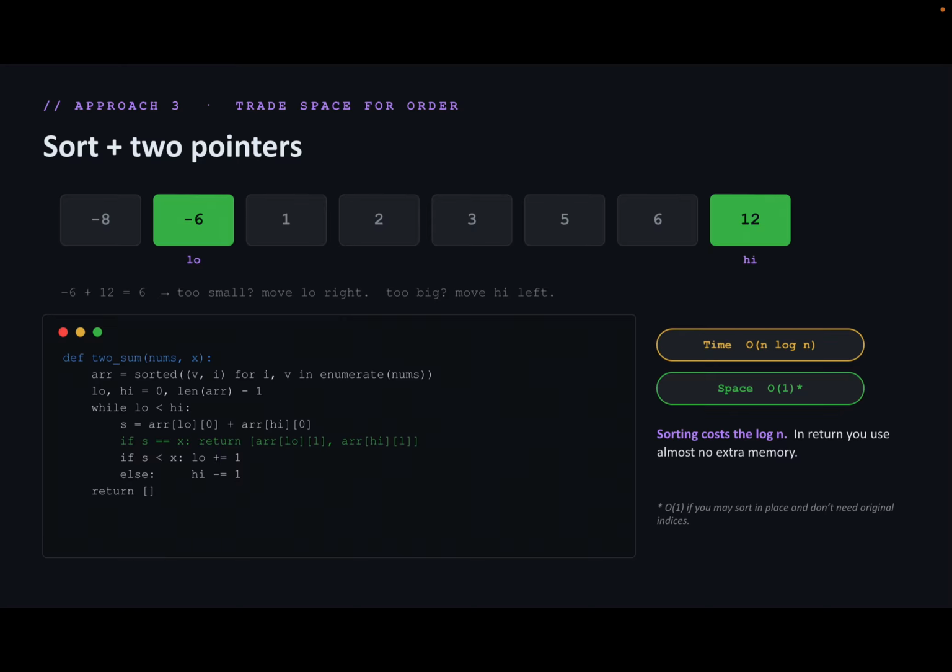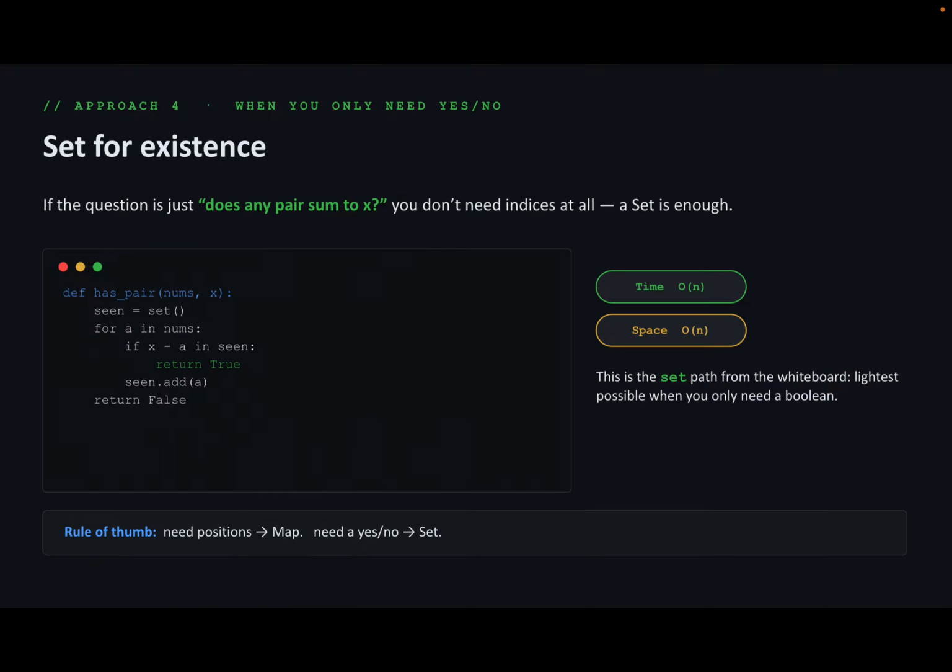Approach 4. Remember I said keep this in the back of your head: if you only need a yes or no, like does any pair even exist, you don't need indices at all. Just use a set. So if you need positions, use a map; if you just need true or false, a set is enough.